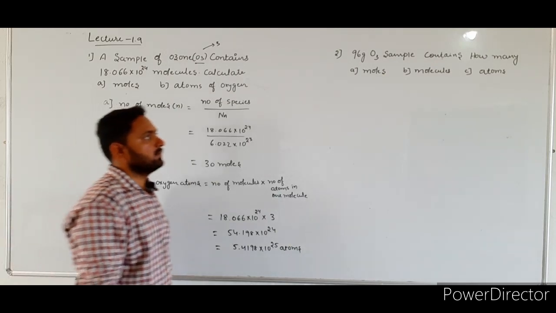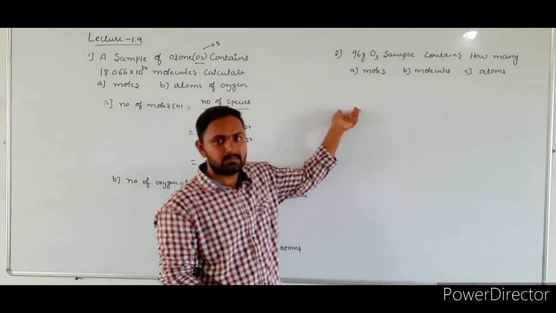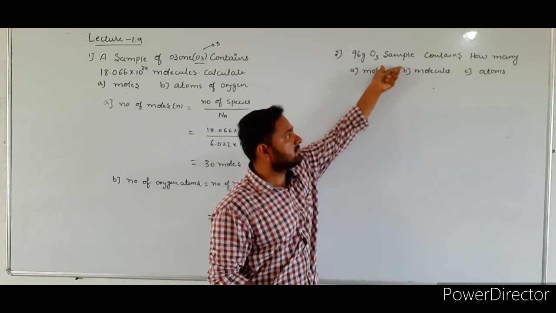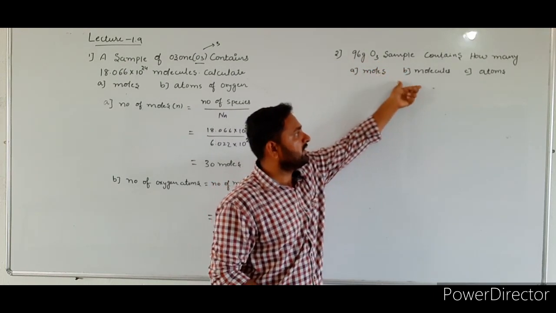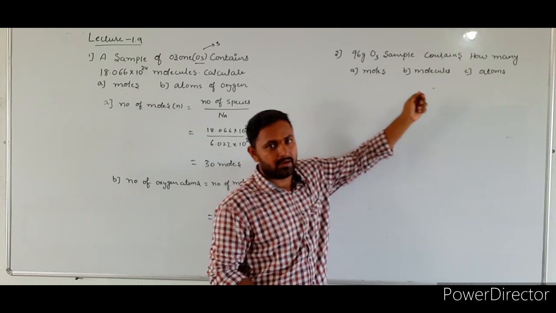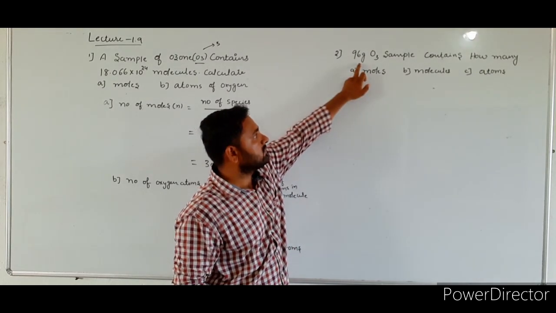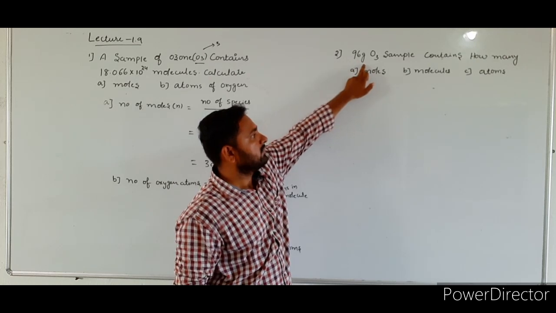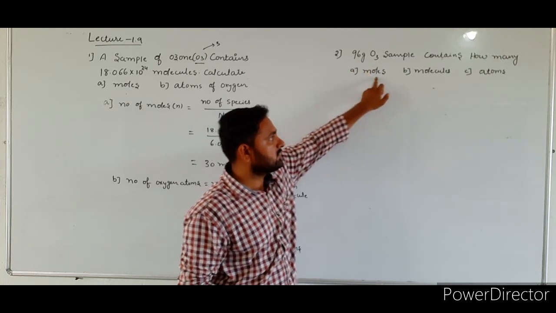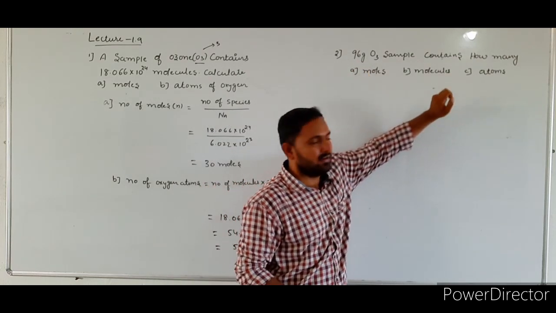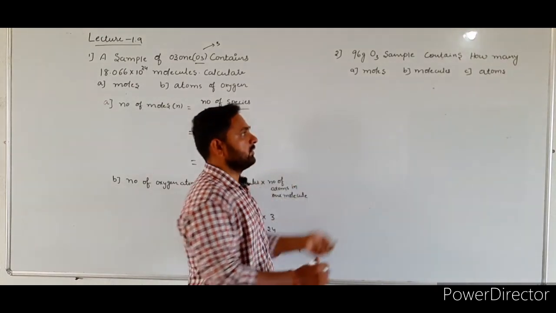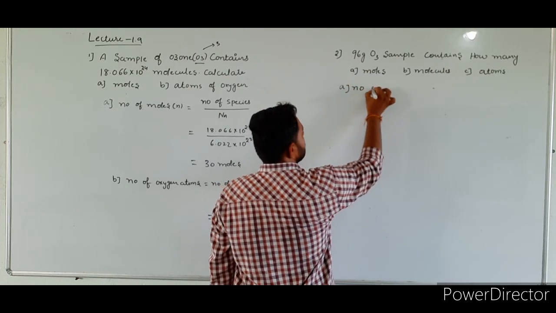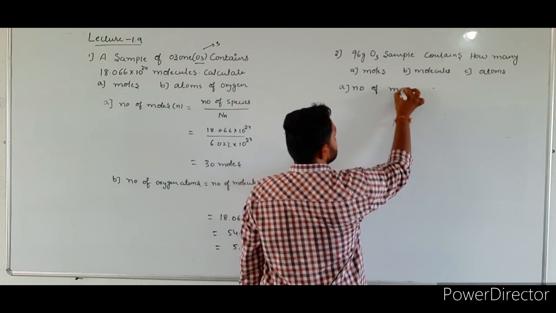Now let us go for the second numerical. 96 gram ozone O3 sample contains how many moles, how many molecules and how many atoms? Here the mass of sample is given, that is 96 gram. Then you have to calculate number of moles, number of molecules and number of atoms. Now let us calculate one by one. The first one, number of moles.